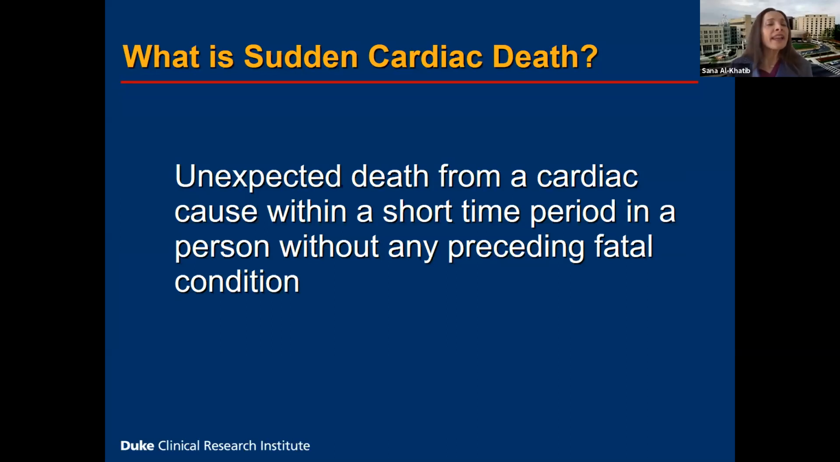So what is sudden cardiac death? It is unexpected death from a cardiac cause within a short time period. We usually say an hour, 60 minutes.